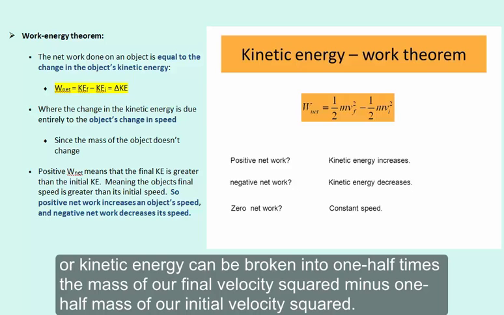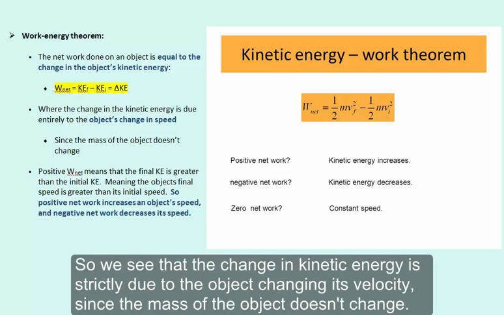Or, kinetic energy can be broken into 1/2 times the mass times our final velocity squared minus 1/2 the mass times our initial velocity squared. So we see that the change in kinetic energy is strictly due to the object changing its velocity, since the mass of the object doesn't change.